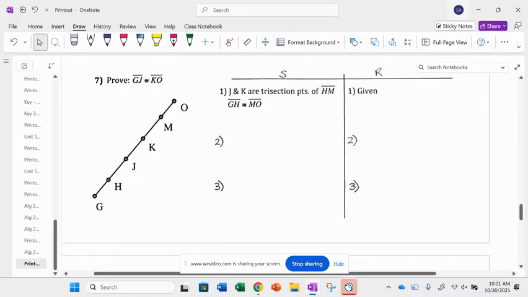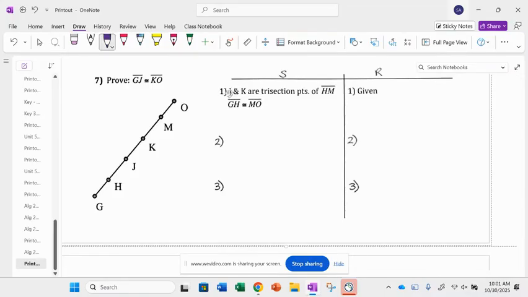Okay, so in the first piece of given information, it says J and K are trisection points of HM. I want everybody to mark what that means, what you can make from that, and then turn it over and show me. So you're going to mark what that first piece of given means. Perfect.